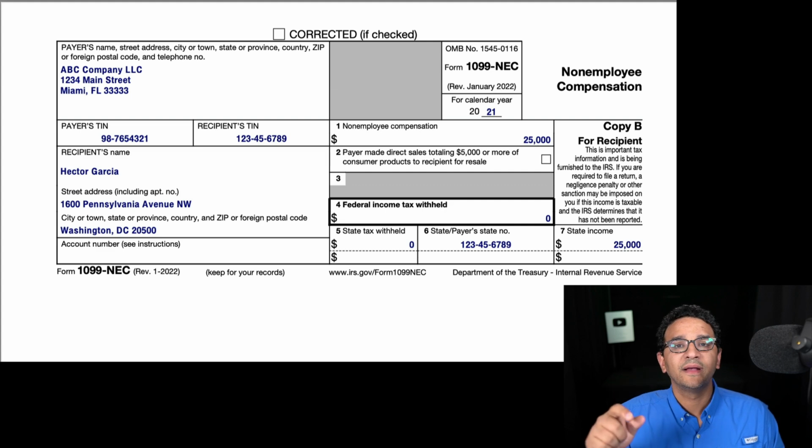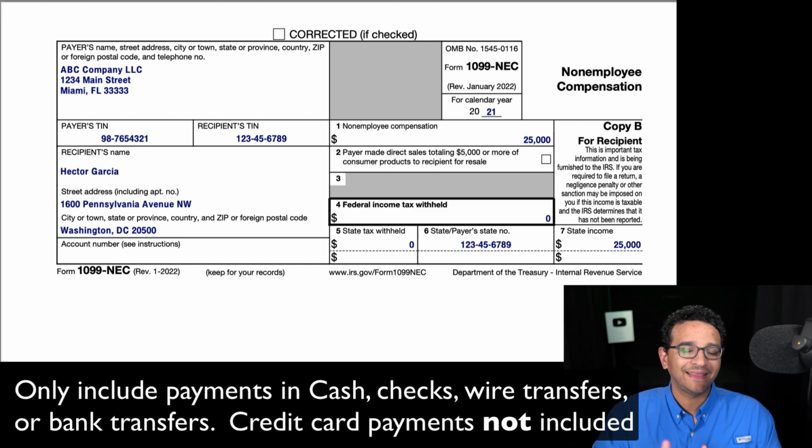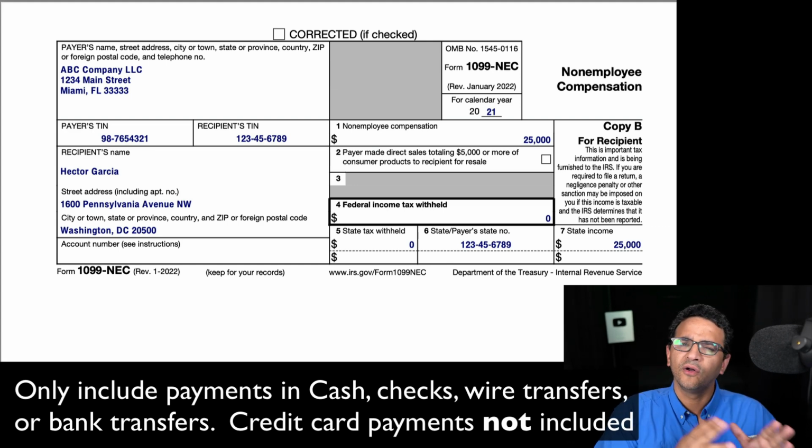The other little nuance is only payments in cash, check, or direct bank transfer are included in that 1099-NEC. So if you paid an independent contractor with a business credit card, that means the independent contractor had a service like Square and they swiped the credit card on their phone or something like that. If you pay them with a credit card, the amounts paid through the credit card are not included in the 1099-NEC. So only checks, cash, or direct bank transfers.